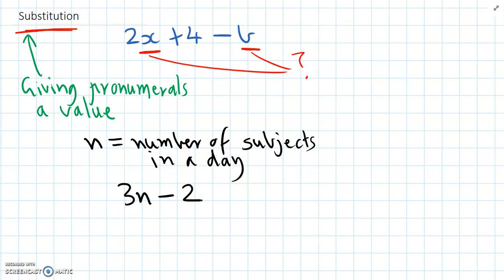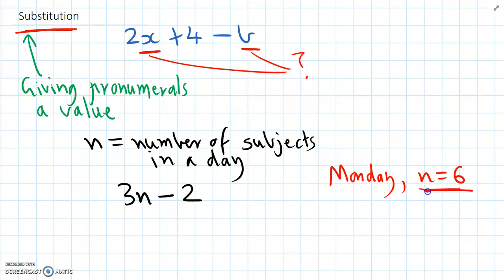So at the moment, just like before, we don't know what n equals. But now we can give n a value because we can look at your actual school day and find out how many subjects you have. So let's say on Monday, you have 6 single periods, so 6 different subjects. That means on Monday, n equals 6.